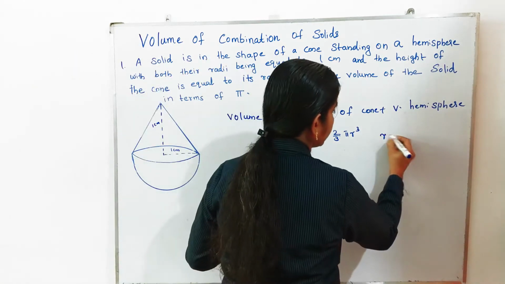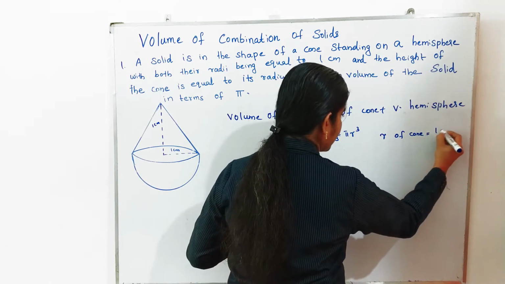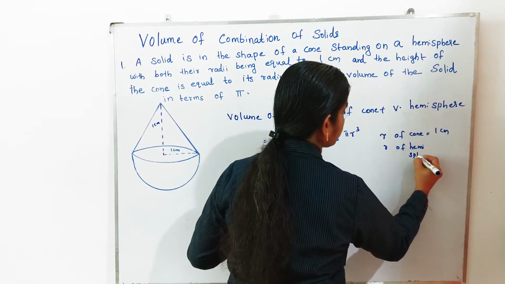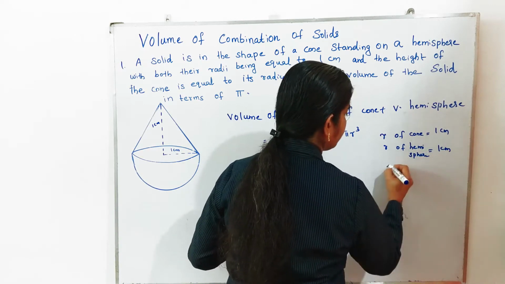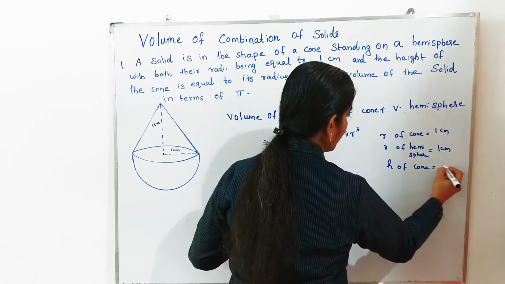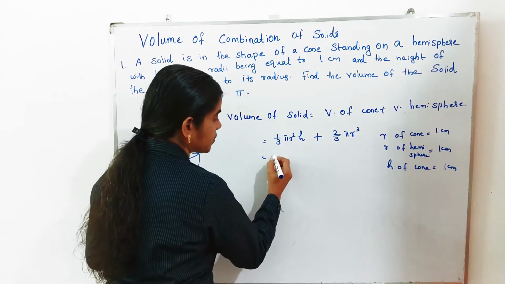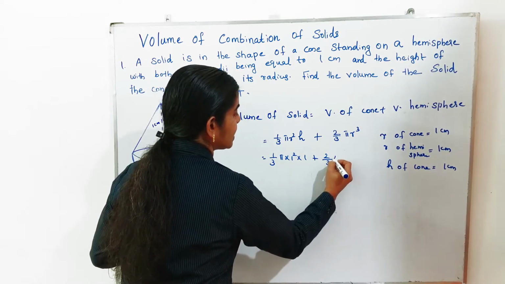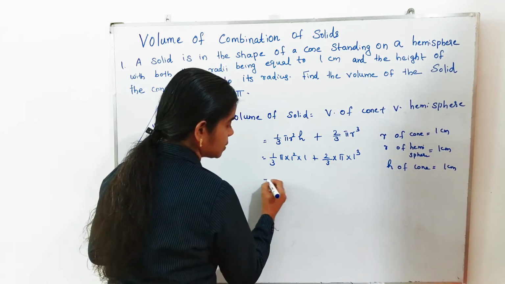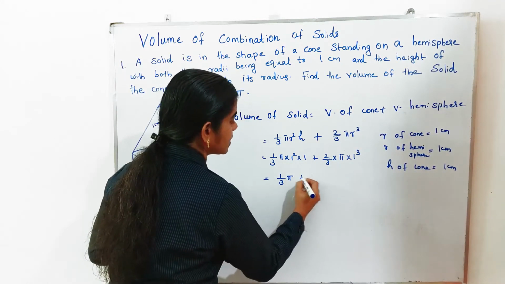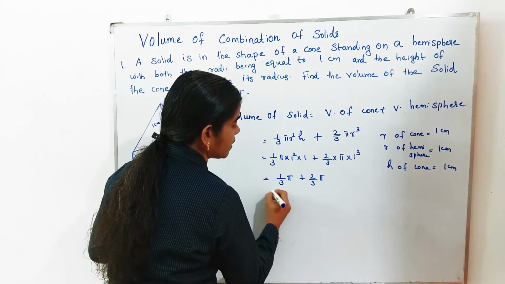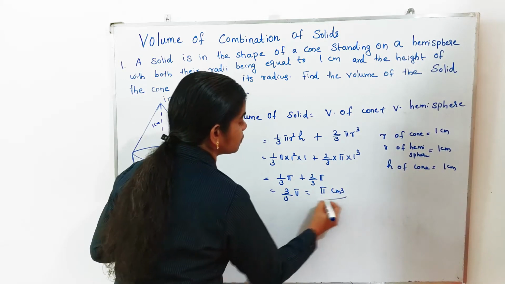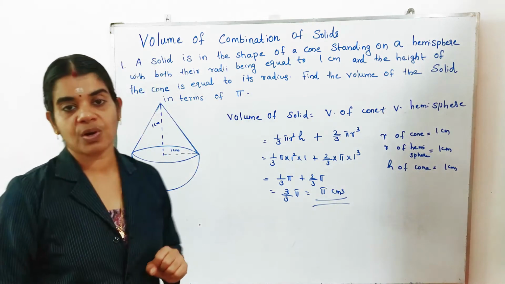Radius of the cone is equal to 1 centimeter. Radius of the hemisphere is equal to 1 centimeter. Height of the cone is equal to 1 centimeter. Substitute the values: 1 by 3 pi 1 square into 1, plus 2 by 3 into pi into 1 cube. So 1 by 3 pi plus 2 by 3 pi, then 1 plus 2 is equal to 3 by 3 pi, that is equal to pi centimeter cube, which will be the volume of this solid.